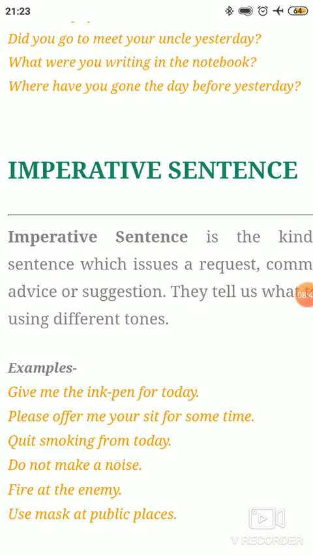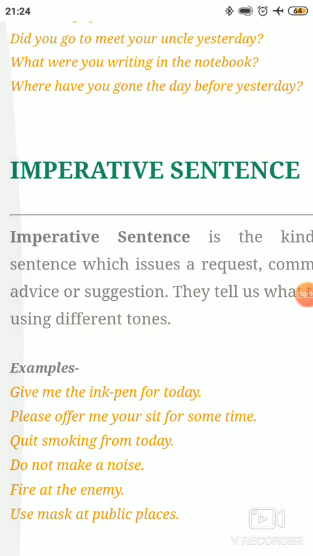Examples given over here. Let's have a look, children. Give me the ink pen for today. Please offer me your seat for some time. Printing error, children. Sit is used when you tell someone to sit down, and when you're telling somebody to have a seat, it is SEAT. This is a printing error. I apologize for that. Next, moving ahead. Quit smoking from today. Do not make a noise. Fire at the enemy. Use mask at public places.